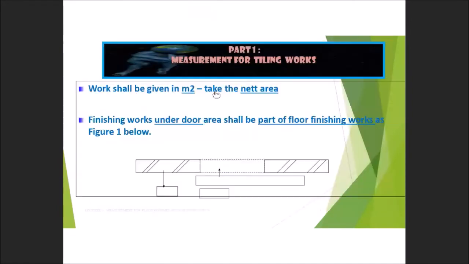Okay, so this is for the recap part. Work shall be given in meter square. You have to take the net area, either internal or external. You have to take the dimension properly. Don't forget to add in the finishes under the door. This is what I did mention. Okay, because this is part of the area that you have to measure as well.